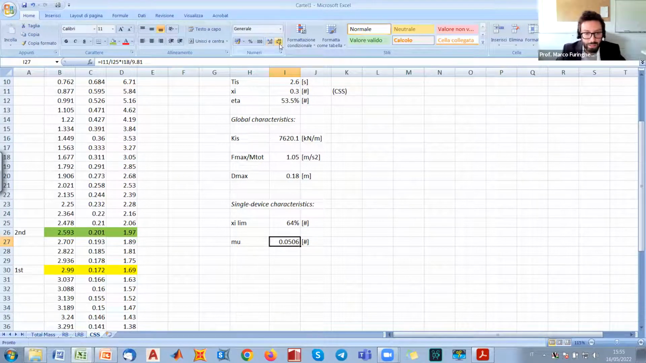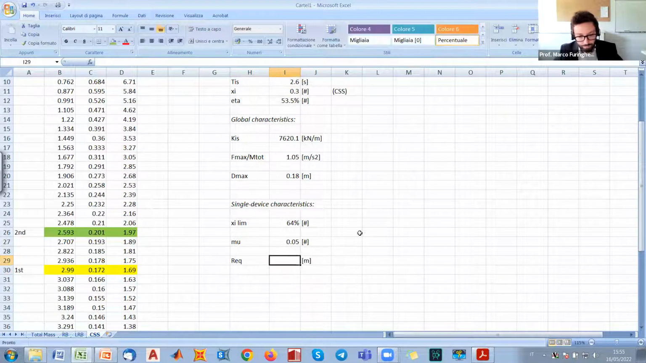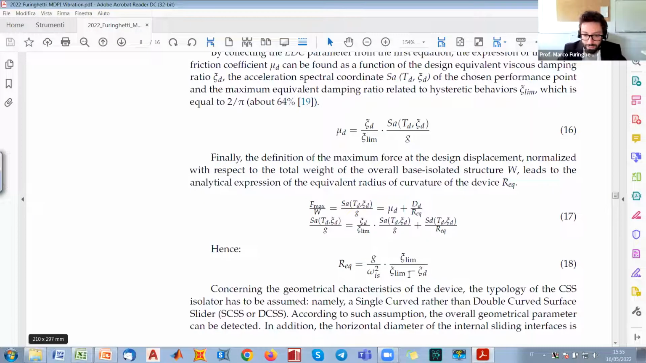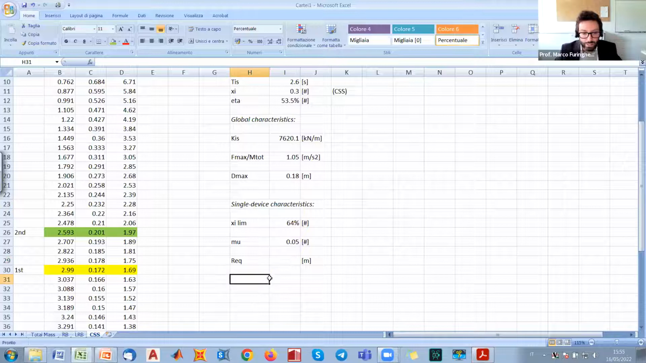You see something like 5% of friction coefficient, and we can compute R equivalent in meters. R equivalent is g over omega squared, and omega squared is computed according to the assumed value for the isolation period times this ratio of damping ratios, so Xi limit over Xi limit minus Xi d. So let's just write this.